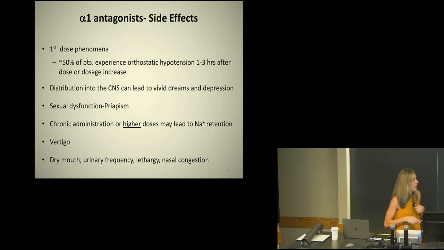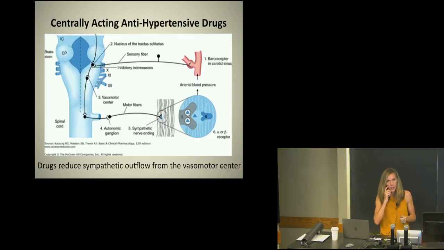Okay. When you give the drugs at high doses or chronic administration, they can lead to sodium retention, also vertigo, dry mouth, urinary frequency, lethargy, and nasal congestion because, as you remember from that diagram I showed you about the alpha receptors, that's when the drugs are being not specific for the effect that we want. Okay. Okay, so that's the alpha-1 antagonist.